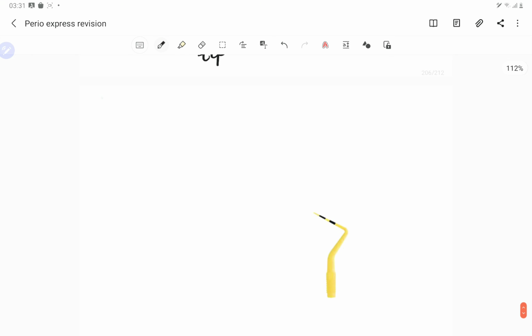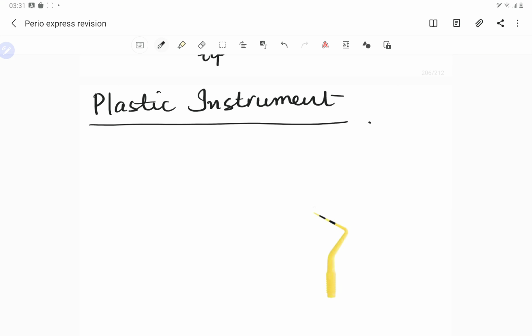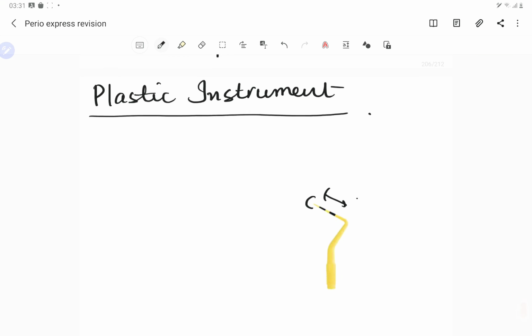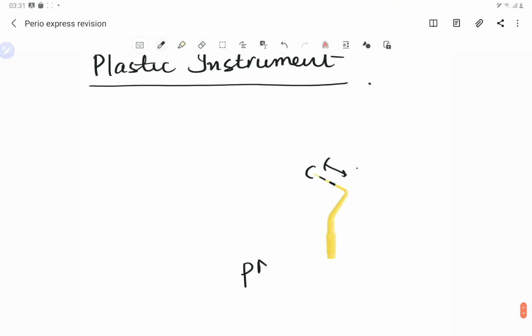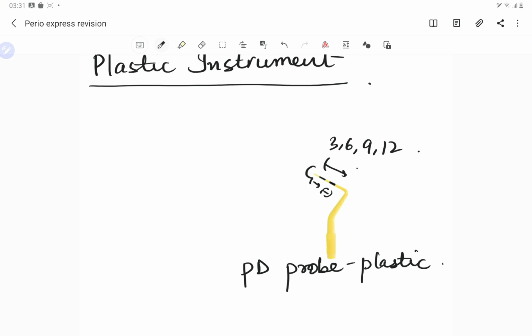Next one, guys, we have here, you can see, this is a plastic probe. So we have a plastic instrument. As you can see here, blunt and markings, that means this is a periodontal probe. Which one? The plastic one. So this is a plastic periodontal probe, and if you remember, we have already covered that there is color coding between 3 and 6, and we have 9, 12. So these are the markings which are present in the plastic probe.